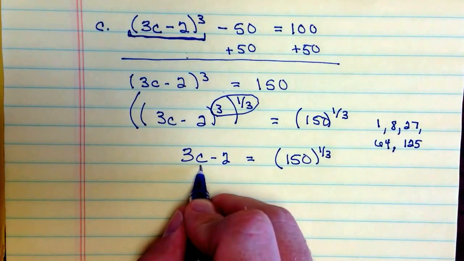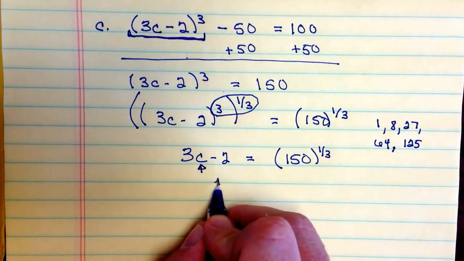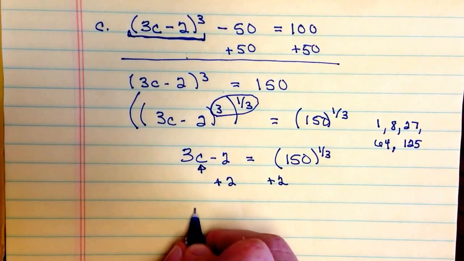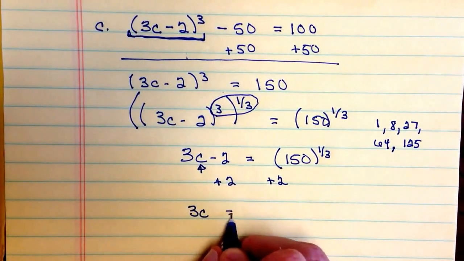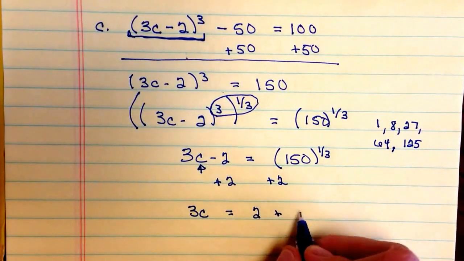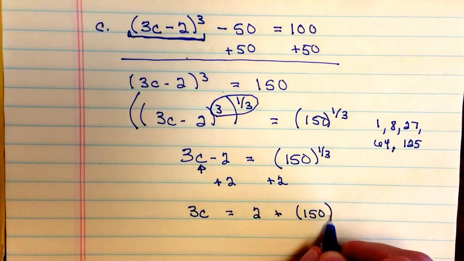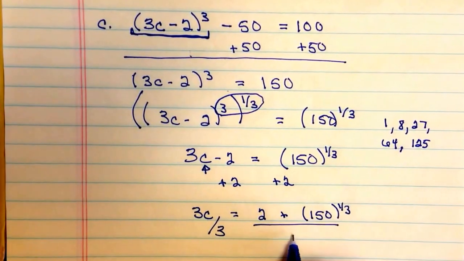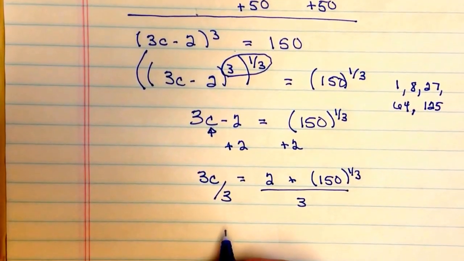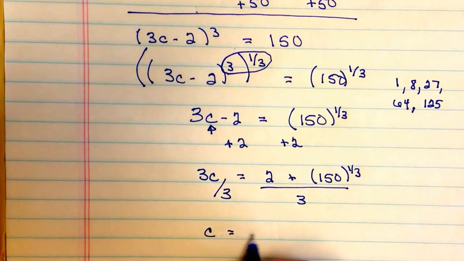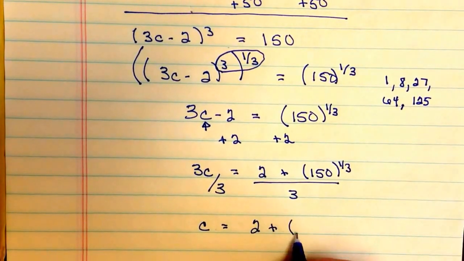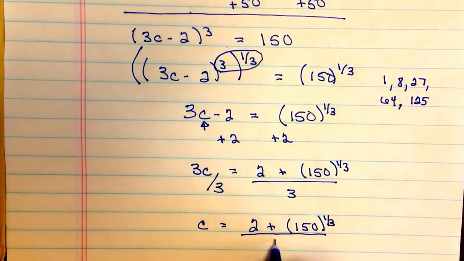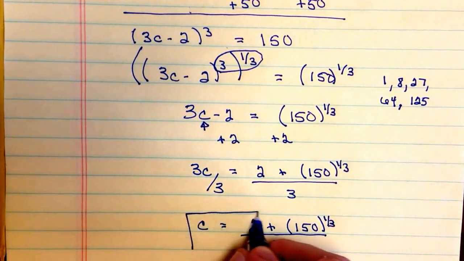So then we just need to finish solving for c. So to do that, we add 2 to each side. So this gives me 3c equals 2 plus 150 to the 1/3, and then we divide each side by 3. So we end up with c equals 2 plus 150 to the 1/3, all divided by 3. And that's it.